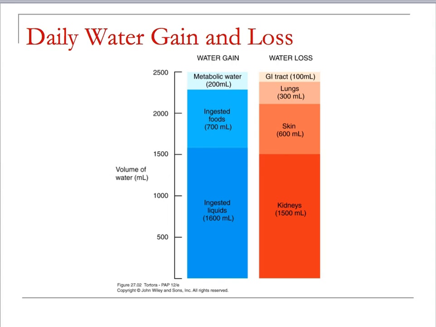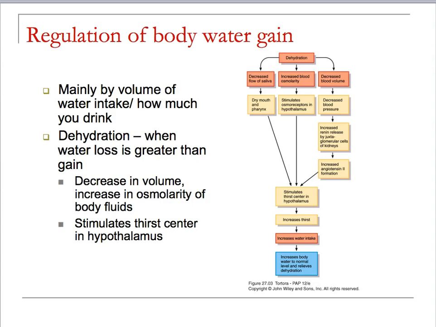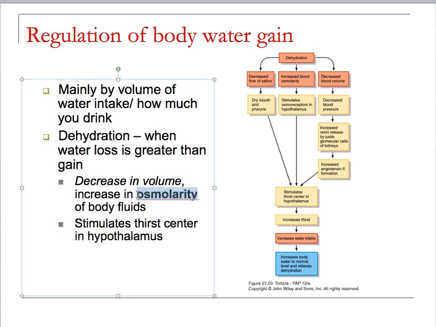What we want to get to is how do you actually regulate that? Okay, mainly by the volume of your intake as well as how much you actually lose. And when you're losing water, right, you have a decrease in the volume inside the body of water. I mean, at the end of the day, that's all it is. The consequence, though, that's what you need to understand, is an increase in osmolarity. And that increase in osmolarity is going to stimulate the thirst centers inside the hypothalamus. Okay, we've been here before. You know what's going to happen.